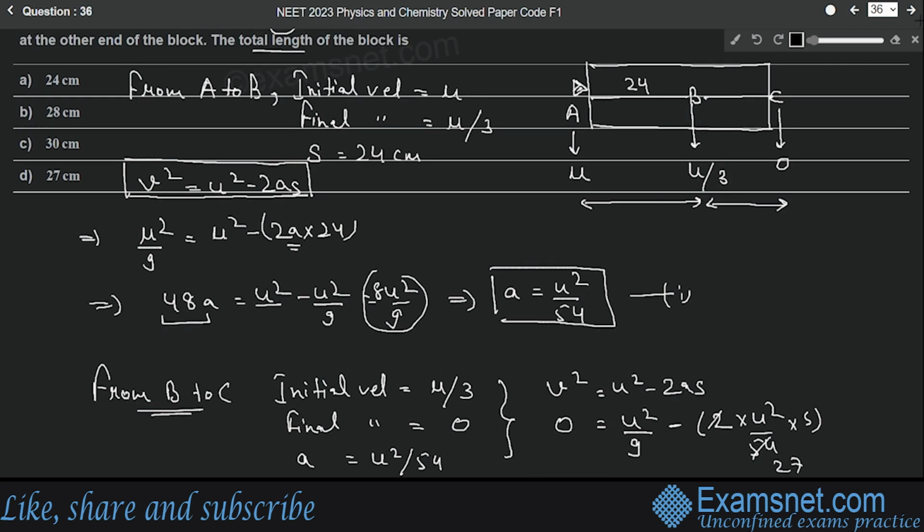From A to B it is 24 centimeter. Look at this block diagram, and from B to C we have seen that it is 3 centimeter. So the total length of the block will be what? Total length will be AB plus BC, that is 24 plus 3 centimeter. So that will be equal to 27 centimeter. This is the total length of the block. So option D will be the correct answer.